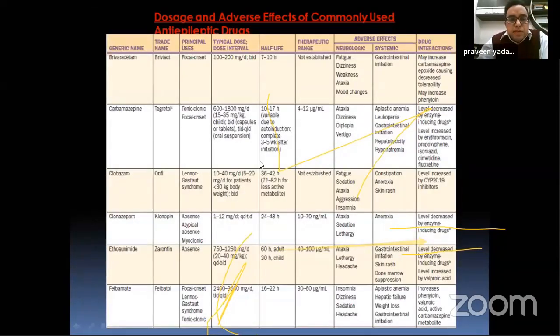So these are the various medications which are available. I will not go into the dosage. Brivaracetam is there, which is a new agent. It can be used in 100 to 200 mg.